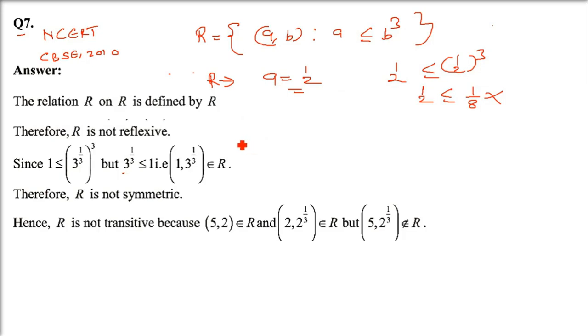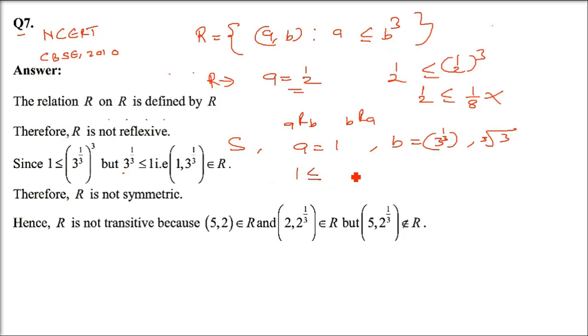Now coming to the second one, which is symmetric. Now we'll take an example. I am taking a is related to b, and b is related to a. So I am taking a as 1 and b as 3 raised to the power 1 by 3. Why have we taken this? Because a is less than or equal to b cube, so that is why we have taken the cube root, because the power 3 will be cancelled. This is how we have taken these two numbers.